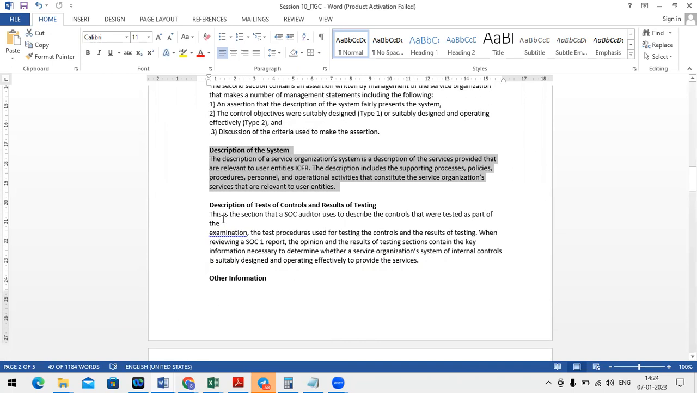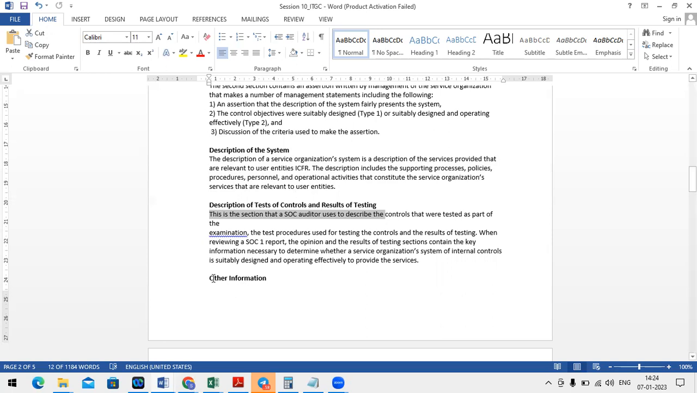Then we have the fourth section, which is the description of tests of controls and results of testing. Whatever controls are there at the service organization, how they are tested, and what the results are. Each and everything, what sampling techniques are being used, how they are tested, what the test procedures are, each and every small thing should be there in the fourth section.